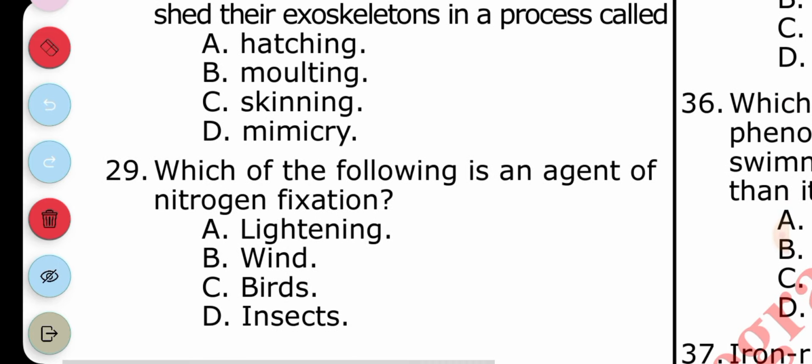29. Which of the following is an agent of nitrogen fixation? A. lightning, B. wind, C. birds, D. insects. The answer to question 29 is A, lightning.